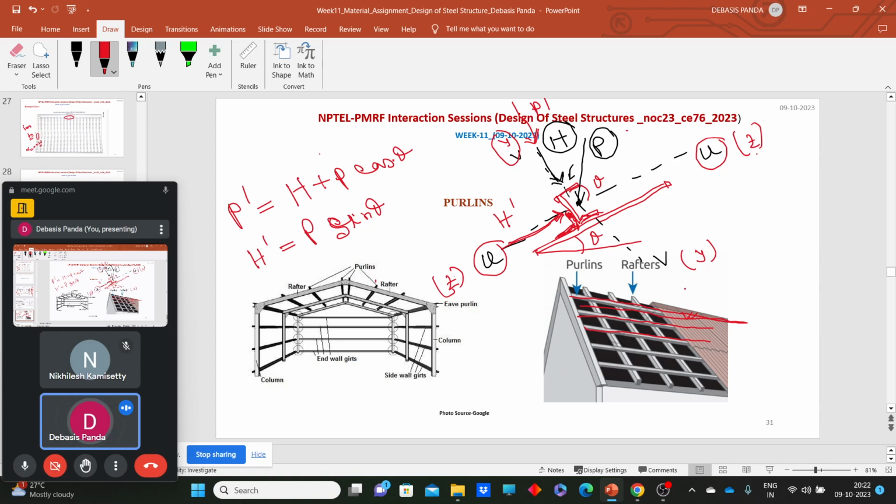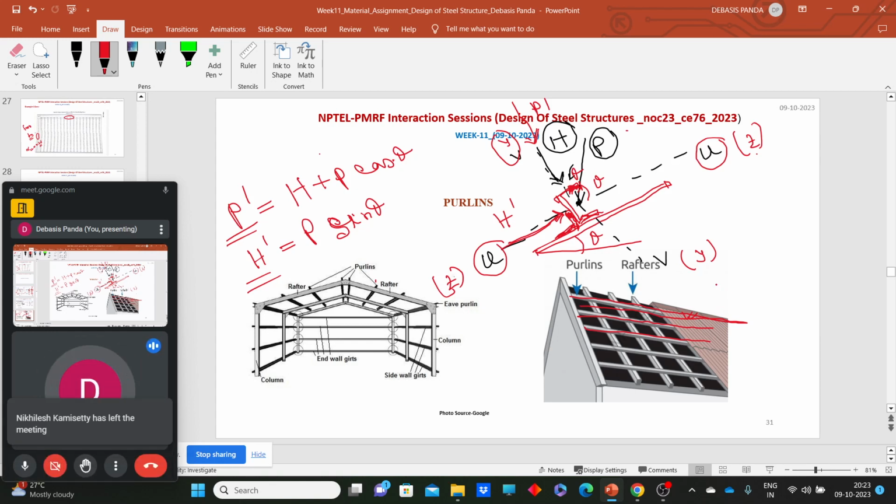Okay, so this angle will be theta. If this is theta, so this angle will be theta, this angle. Okay, so this way we can calculate the load along two axes, parallel and perpendicular to the roof, or we can say the loads with respect to the UU axis and the load with respect to the VV axis.